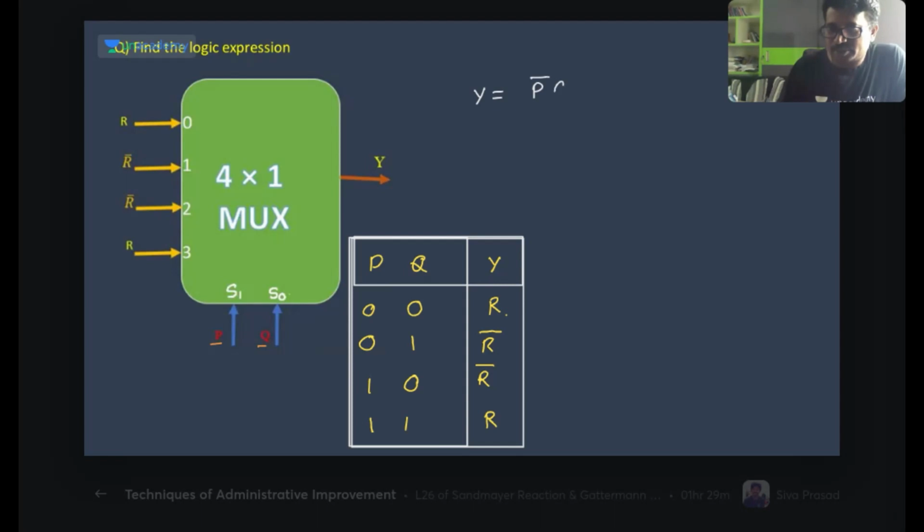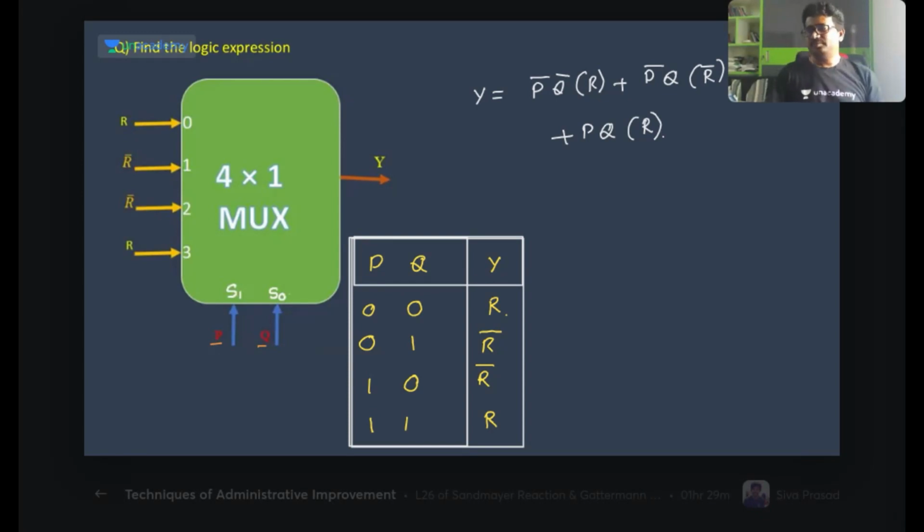This is P bar Q bar into R, plus P bar Q into R bar, plus P Q bar into R bar, plus P Q into R. All of you check it. Everybody got the same thing.